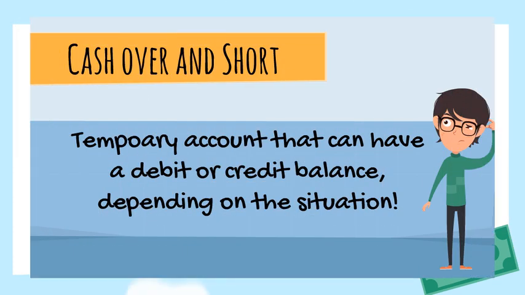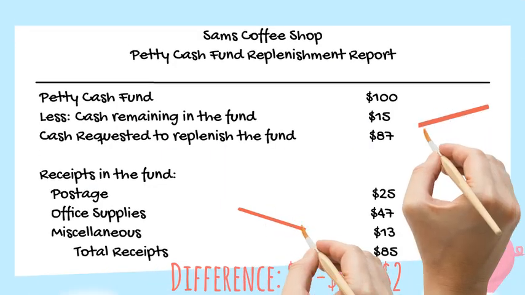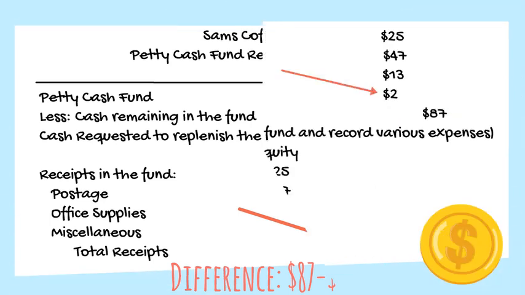Sometimes the receipts do not match the amount needed to replenish the fund, and there is an unaccounted amount that is moved to a temporary account called over and short. Sam's replenishment report did not match up in this case and had a discrepancy of $2, which was moved from the owner's equity to the over and short account.